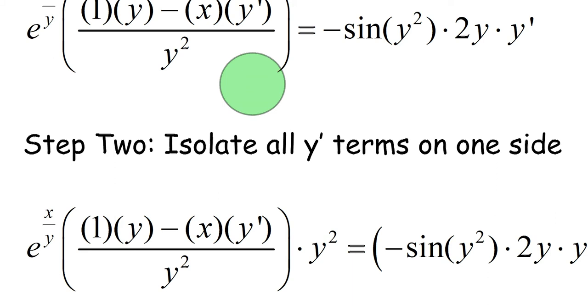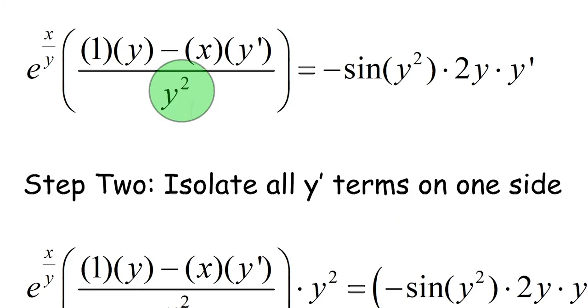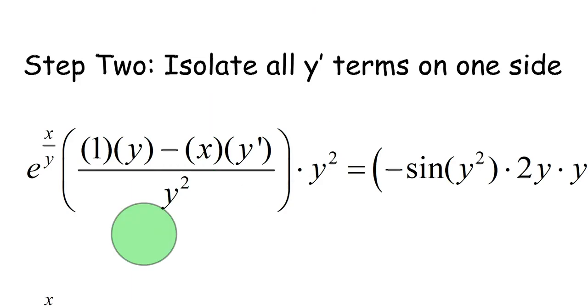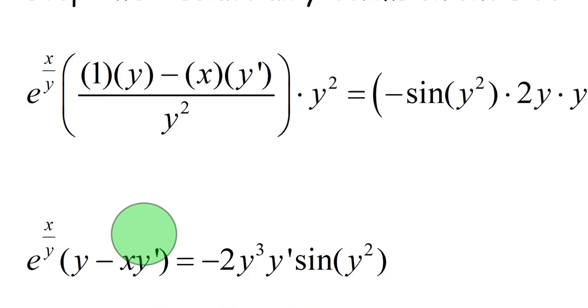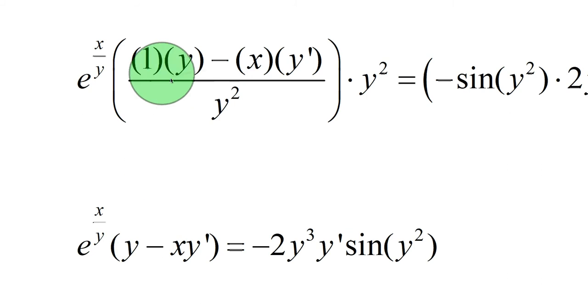What can we do? Well, the first thing we're going to do is get rid of this fraction by multiplying both sides by y squared. What that will in effect do is just cancel these out. So you'll just have, now I'm going to simplify the top as well. So this is y minus x y prime, times e to the x over y. And again, those canceled out. So it's just left with this.